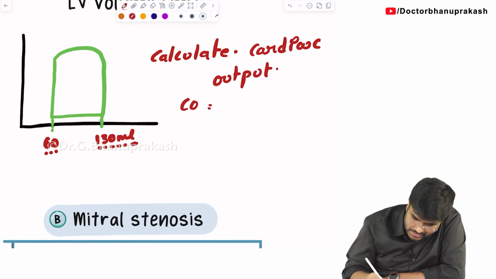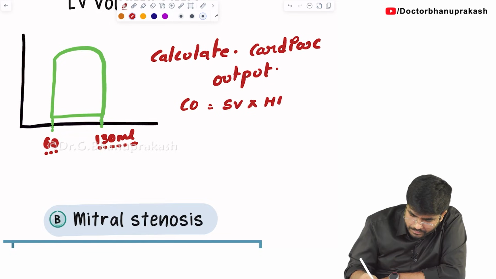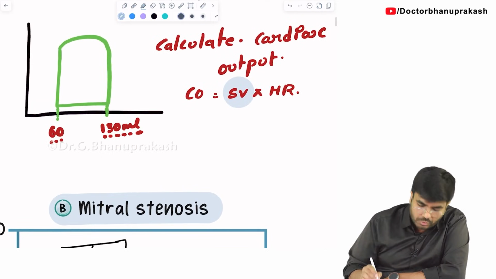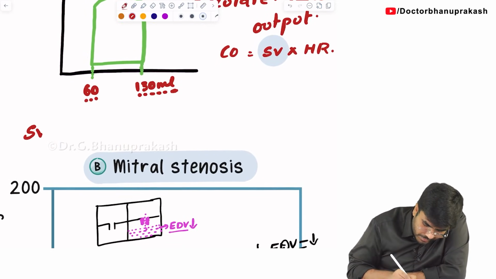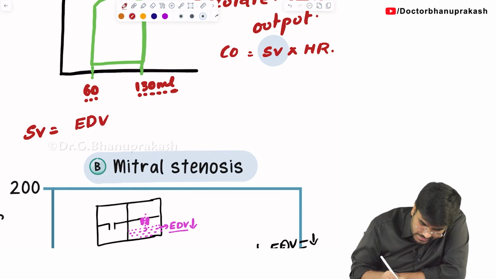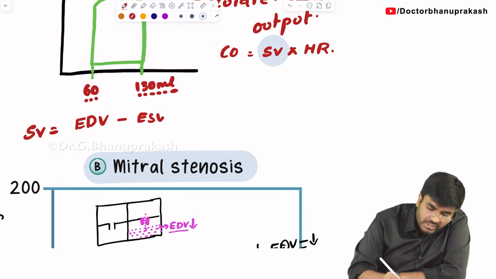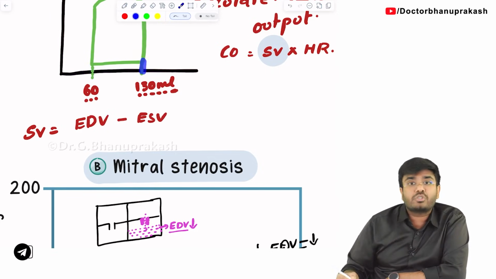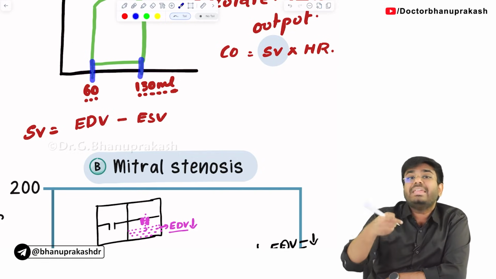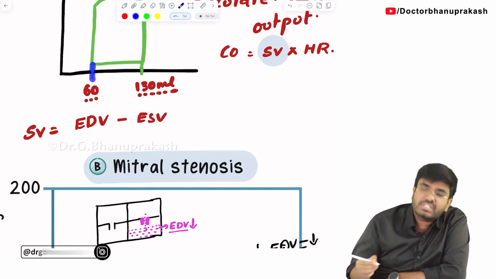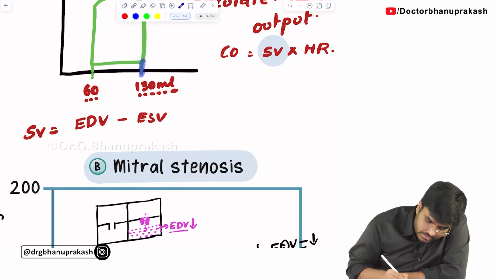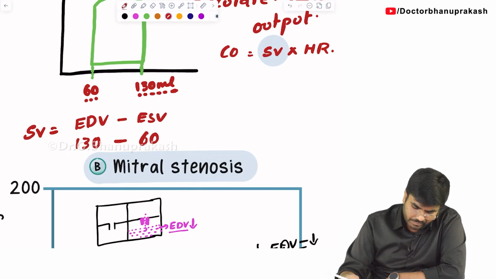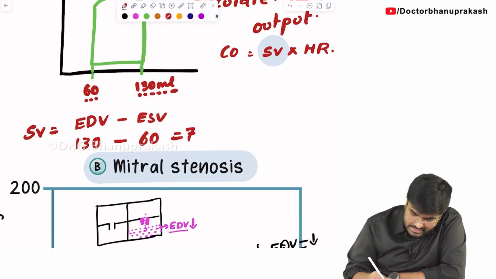The formula for cardiac output is stroke volume into heart rate. Now tell me how to calculate the stroke volume. Stroke volume is equal to end-diastolic volume minus end-systolic volume. The starting point is always end-systolic volume, and the ending point is end-diastolic volume. In the given example, the end-systolic volume is 60 and the end-diastolic volume is 130. So 130 minus 60 is 70 ml.